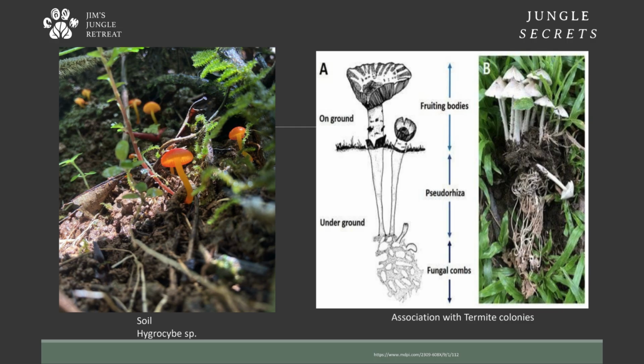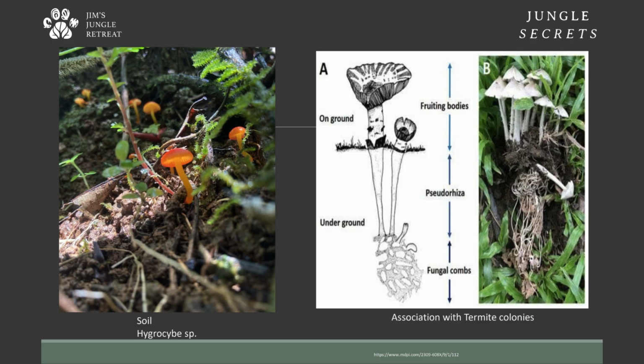Hygrocybe, this is one beautiful mushroom I found, which you can find in a lot of places. This picture is from Wayanad in Kerala. I really like this picture. In fact, it is my phone wallpaper. And so, they are found in soil.